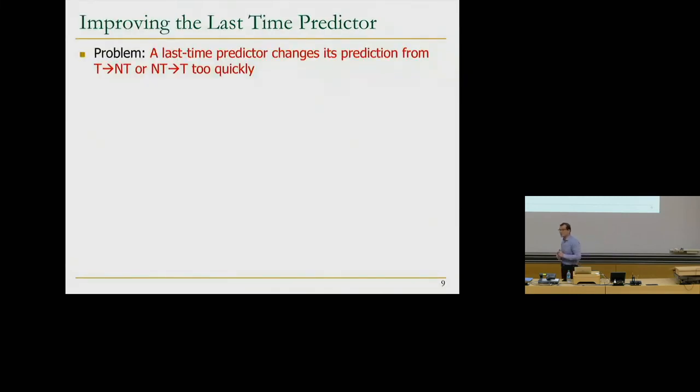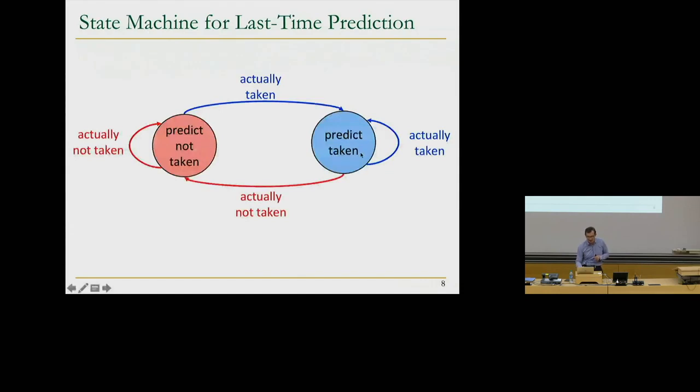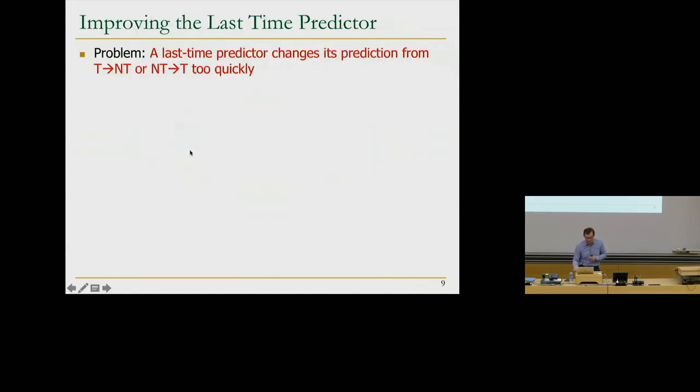So one of the problems is, it turns out this works not so bad, but we're going to see there are downsides and there are much better prediction mechanisms. One of the problems with this prediction mechanism is that a last time predictor changes its mind too quickly. So whenever you see one offending outcome, offending meaning a different outcome than last time, you change the prediction state. You move from here to here or here to here if the branch is actually not corresponding to your prediction.